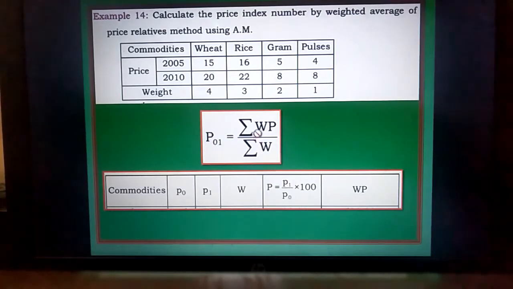After that, what do we need? WP we need. Look at the cursor. WP we need for substitution. That's why WP also let it be calculated. Sum of W in the denominator. The W column is already there. If you take the sum of those W values, that can be substituted in the denominator. Very simple task, students. Calculate all these in a statistical table and then substitute and get the answer.